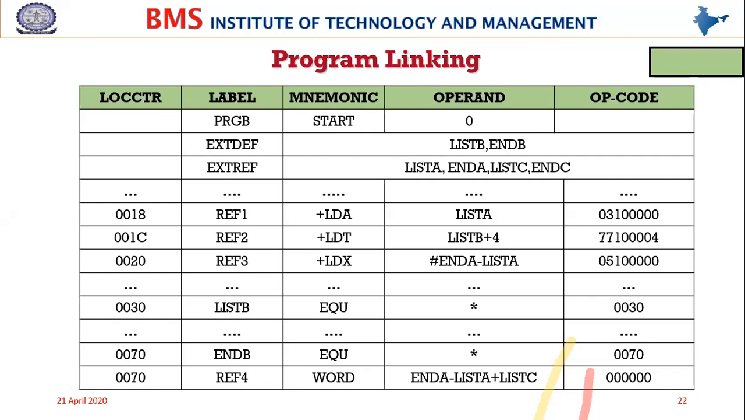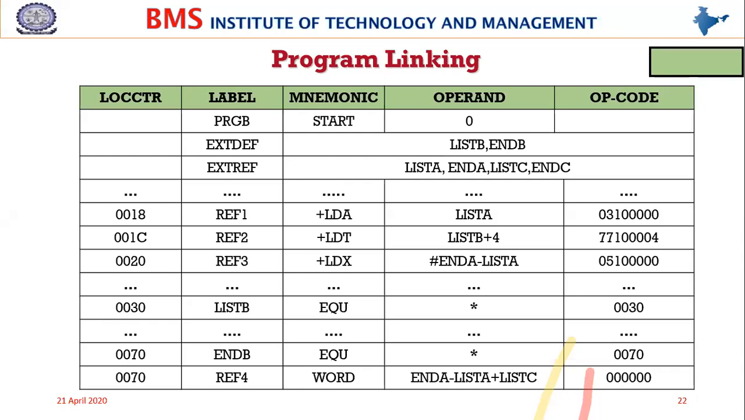And end B is appearing at 0070, so its address is 0070. So if I do list end B minus list B, I'm going to get 0040. But we don't have that sort of instruction.